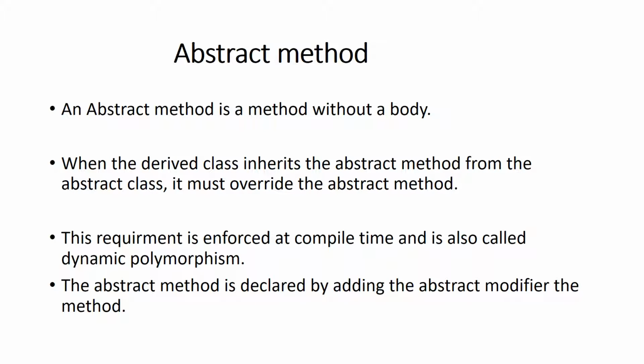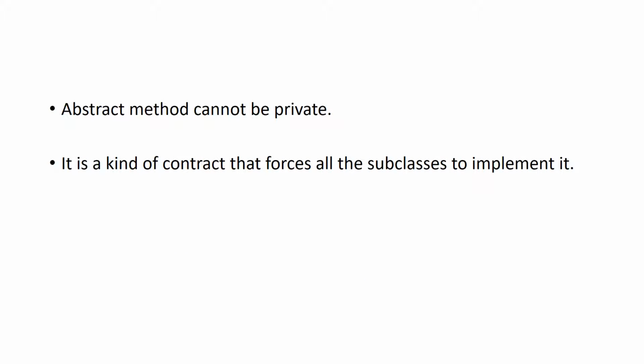Abstract method. An abstract method is a method without a body. When a derived class inherits the abstract method from the abstract class, it must override the abstract method. The requirement is enforced at compile time and it is called dynamic polymorphism. An abstract method is declared by adding the abstract modifier to the method. An abstract method cannot be private. It is a kind of contract that forces all subclasses to implement it.